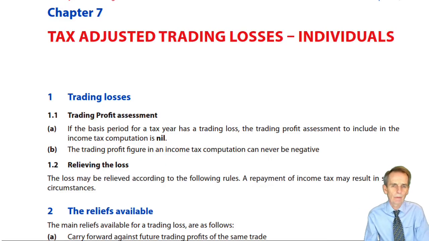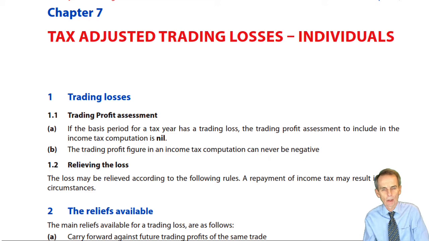Well, in chapters 4 and 5, we learned how to establish the tax-adjusted trading profit of any given accounting period. That would be done by taking the net profit as per the statement of profit or loss, adding back firstly any non-allowable expenses and deducting any income that was not trading, and then, in replacement of the disallowed depreciation charge, we computed and deducted capital allowances. And that gave us a tax-adjusted trading profit for a given accounting period.